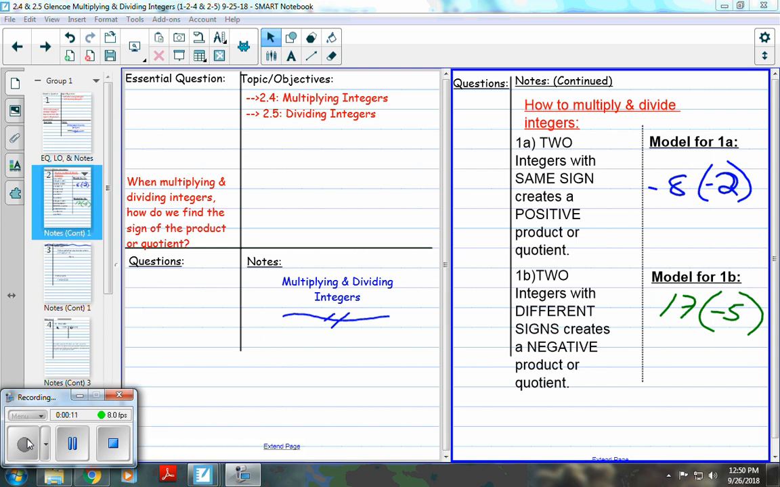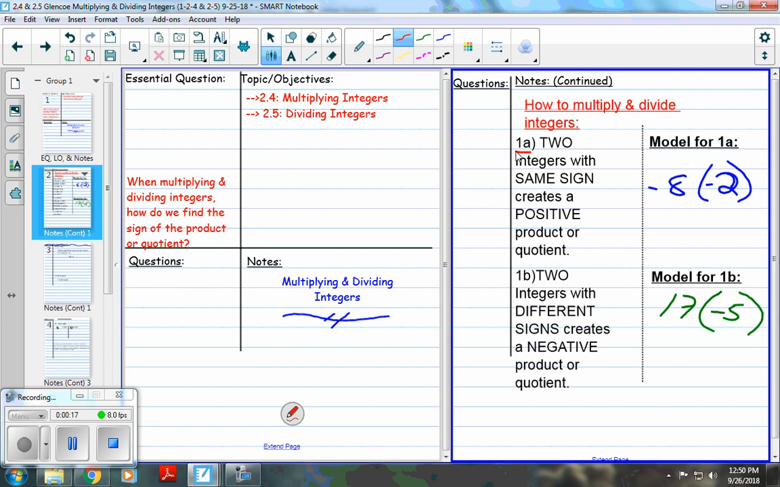So go ahead and pause here and copy down what you see, and make sure when you do copy, you recognize that this does say 1A and 1B. They're both step ones. It depends on whether you have different or same signs. So go ahead and pause here and copy down what you see.